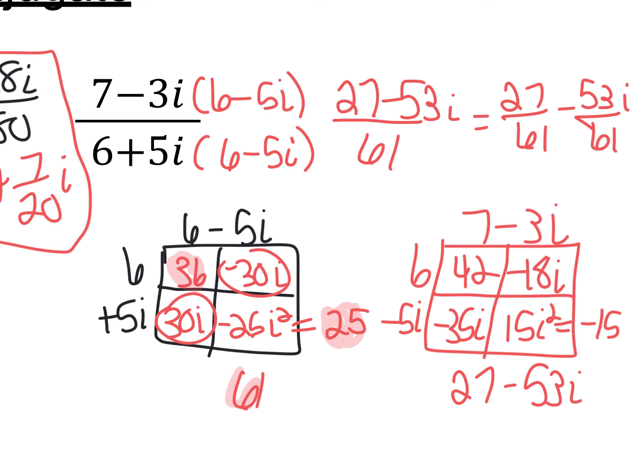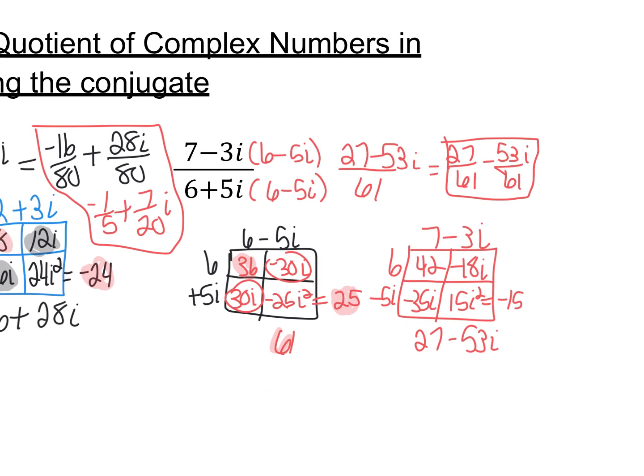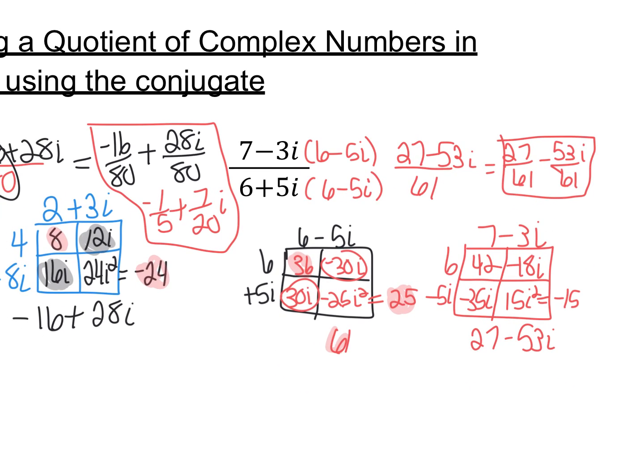If you want to double check to see if there's anything that you can simplify out of 27 and 61 or 53 and 61, go ahead. But I don't believe that there is, so we are going to leave it in that form like that, as simple as it can be.